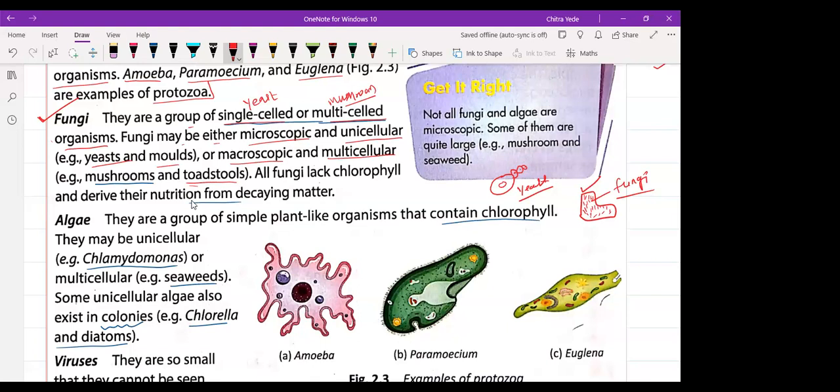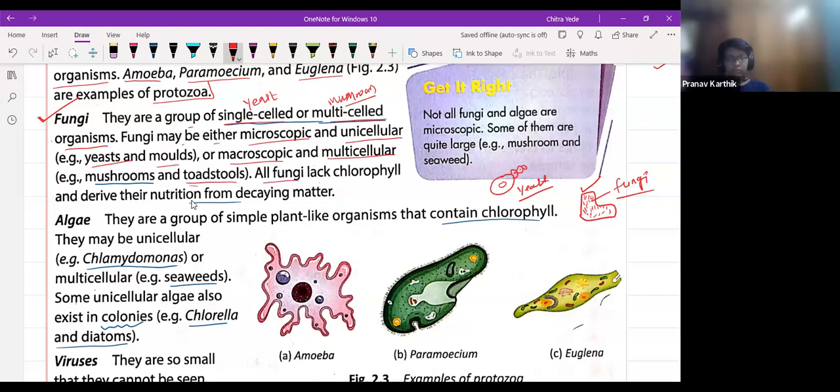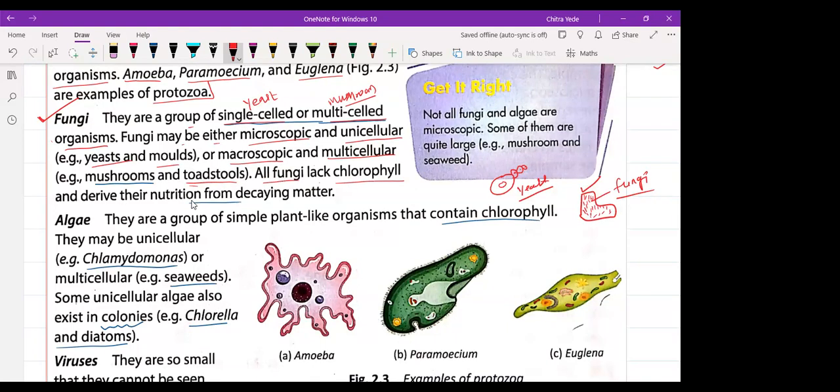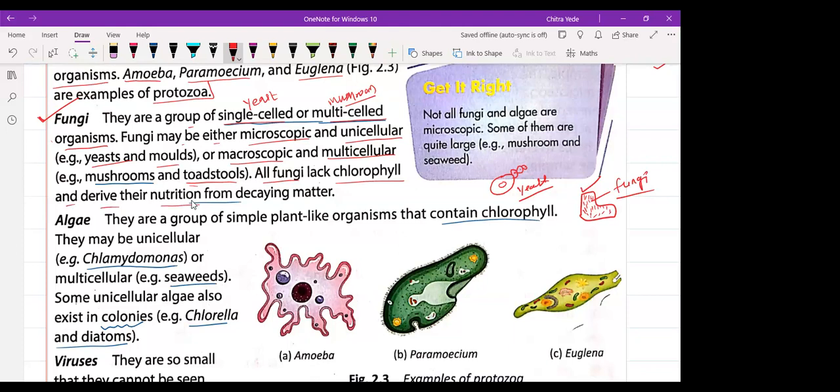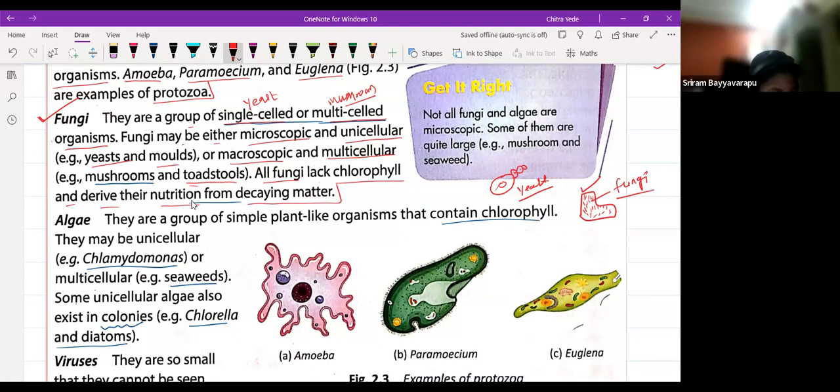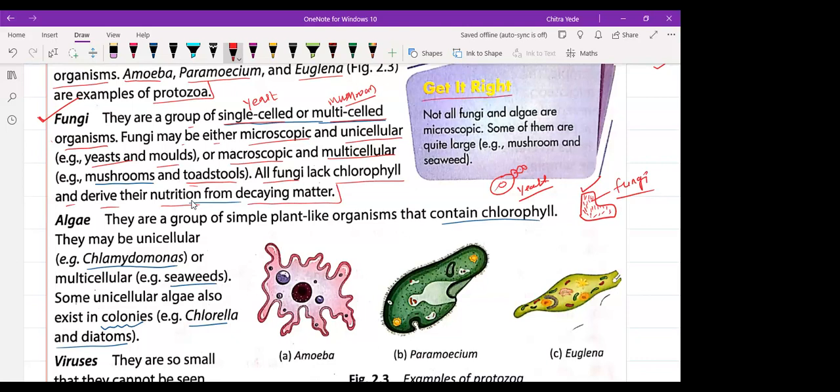All fungi lack chlorophyll, so they do not perform photosynthesis. So they depend on other organisms for their food. For example, the bread. They depend on the dead organic matter of plant and animal, and derive their nutrition from the decaying matter. So they decay the matter and absorb their nutrition from there.